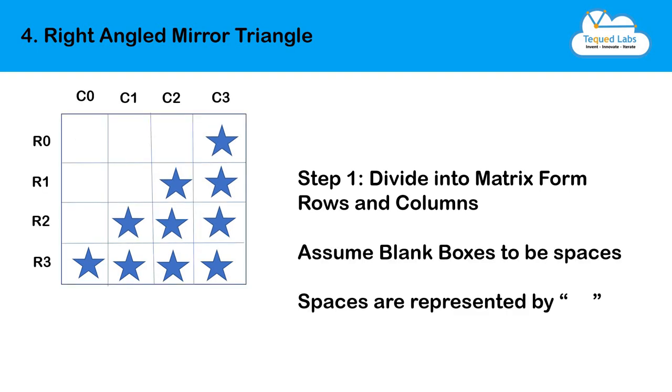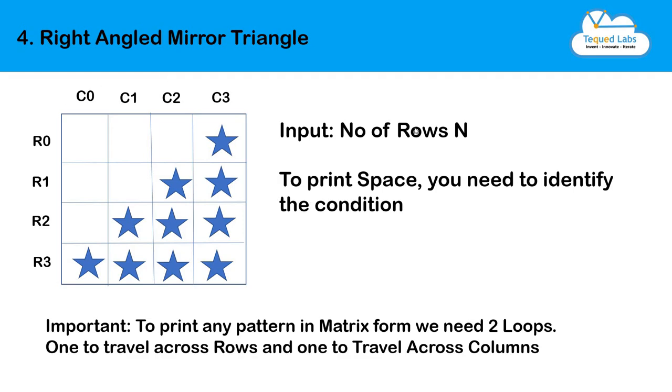As you know, the first step would be to divide the entire pattern into a matrix form, that is rows and columns, and label them. We have labeled them as follows: R0 to R3 for rows and C0 to C3 for columns. Now these are empty spaces and they're represented by an empty block here. The input would be n, that is the number of rows. To print space, we need to identify the condition and the variable as well.